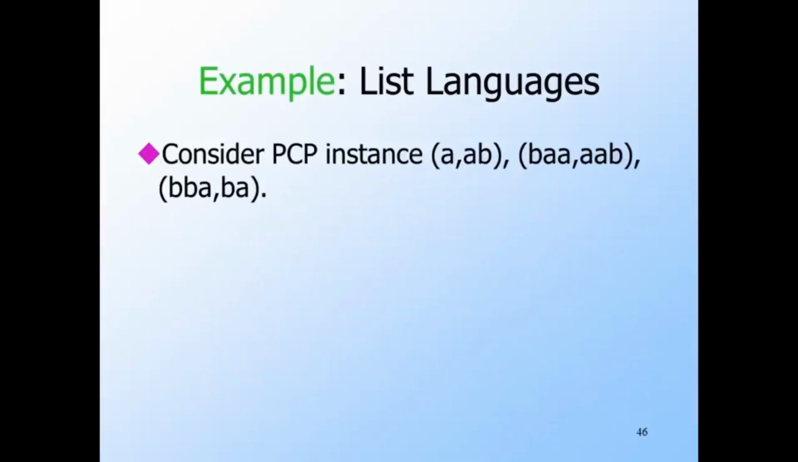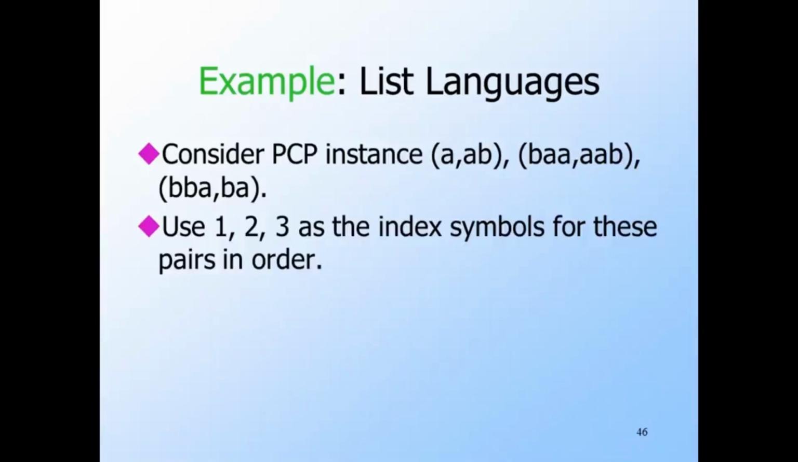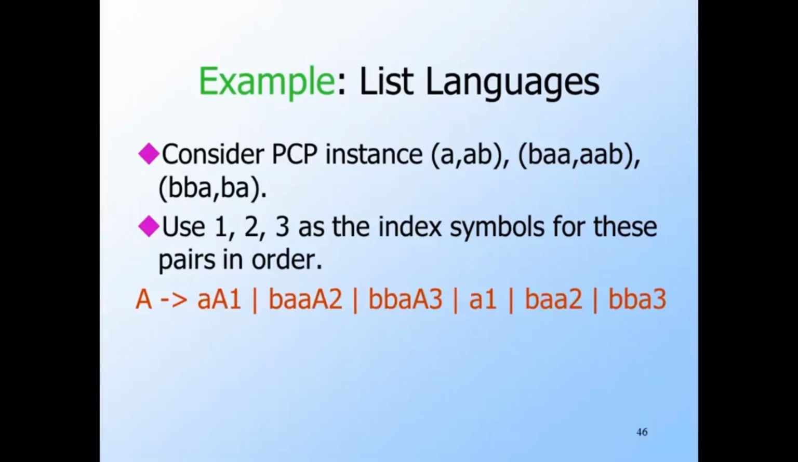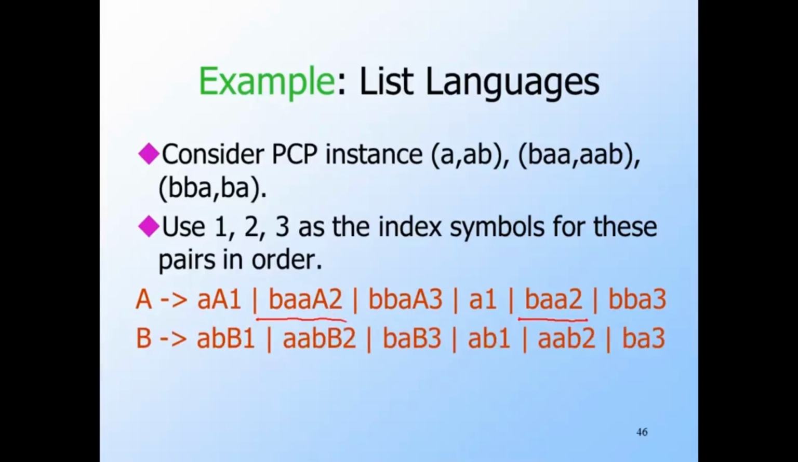Here's an example of a PCP instance over alphabet AB. We'll use 1, 2, and 3 as the index symbols. So the grammar with start symbol A is this. For example, the second pair, whose first string is BAA, gives rise to these two productions. Here's BAA with the variable A in the middle, and then 2, which is the index. And then there's another production that's the same but without the capital A. And here's the grammar for the second strings in the pairs with start symbol B.